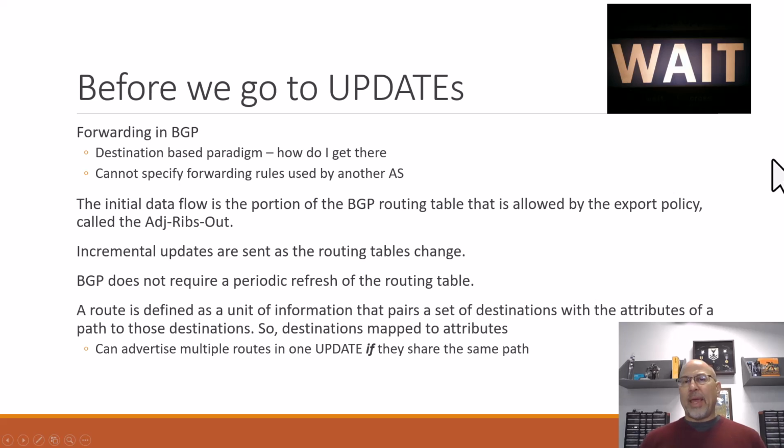Now, just as a little preamble to the updates, right? Forwarding in BGP is all about getting to a particular destination. We're not trying to get there and back. We're not specifying any other details except how do we get to the destination, going through a series of ASs. Now, BGP has a number of routing information bases, the RIBs here. We've got temporary ones, incoming data, outgoing data, and converged data, and that is all stored in the routing information bases.